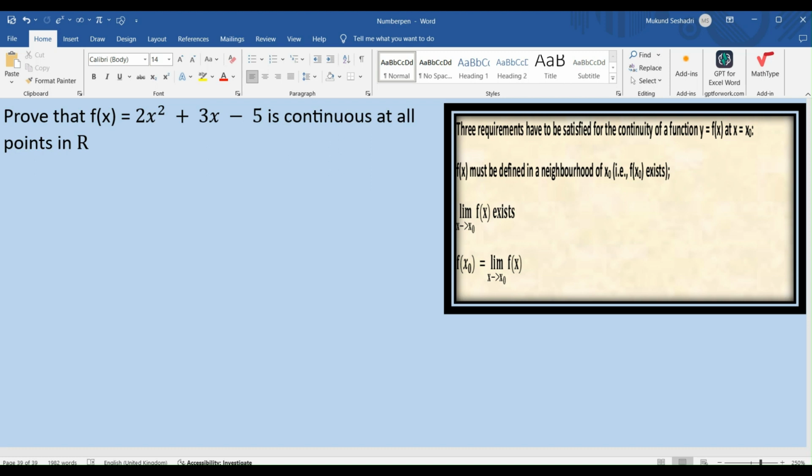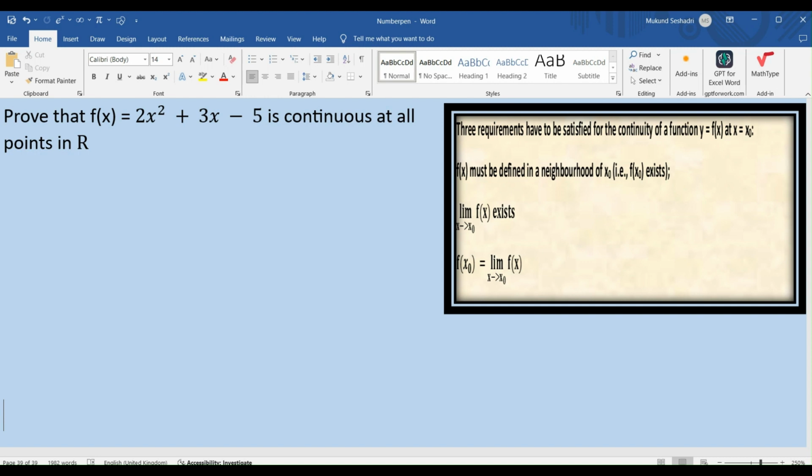So we have the problem on our screen. Prove that f of x equals 2x squared plus 3x minus 5 is continuous at all points in R, right? So in this video and in the subsequent videos, we will look at problems on continuity, right?